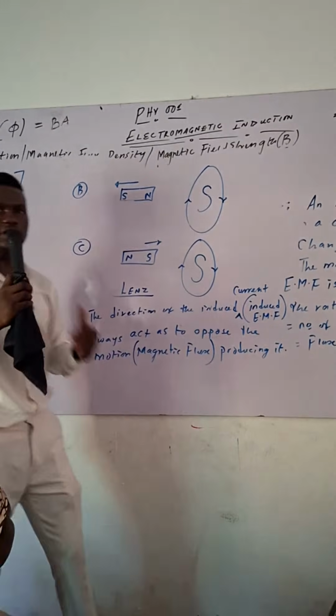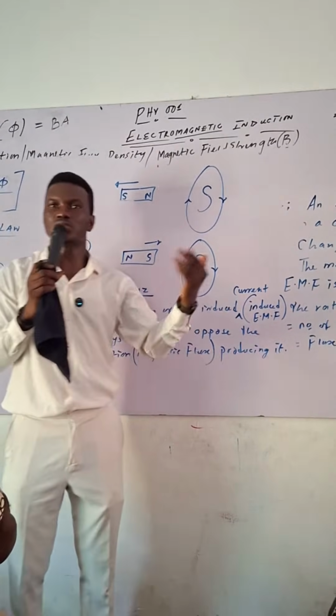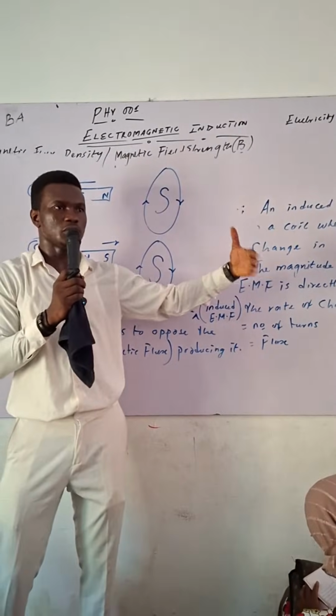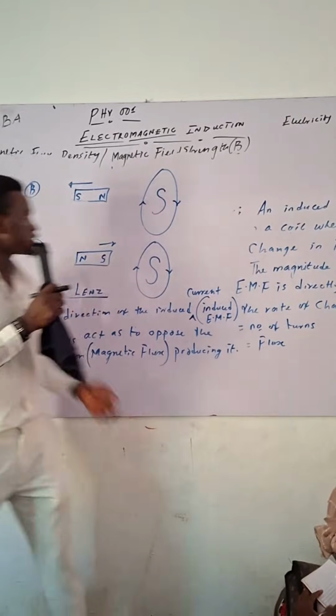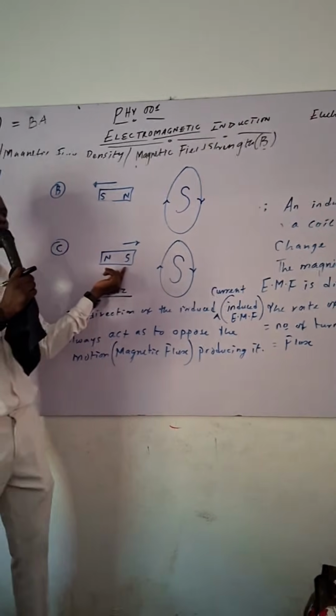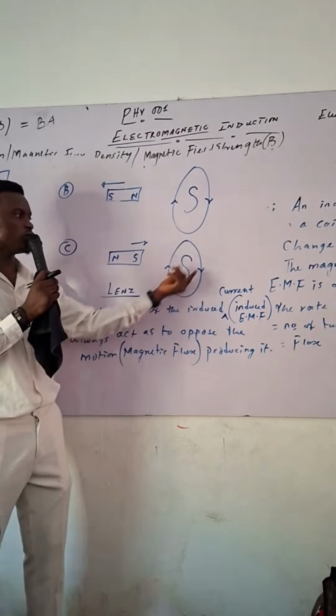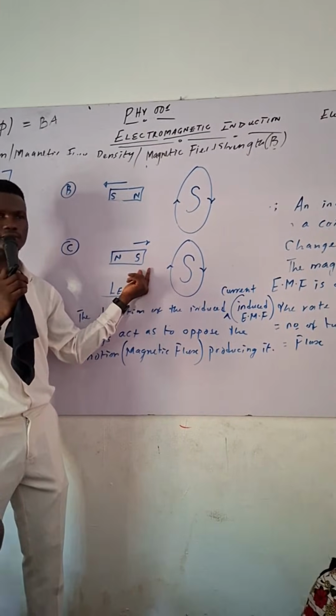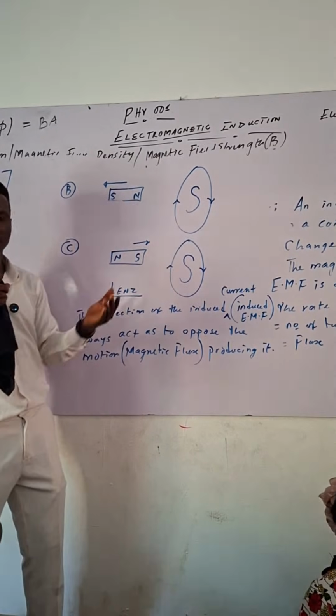The direction of the induced EMF or the induced current always acts to oppose the motion producing it. What is producing this one? This guy. What is this guy doing? He's creating a field that will oppose what this guy is doing. Are you following the step by step?